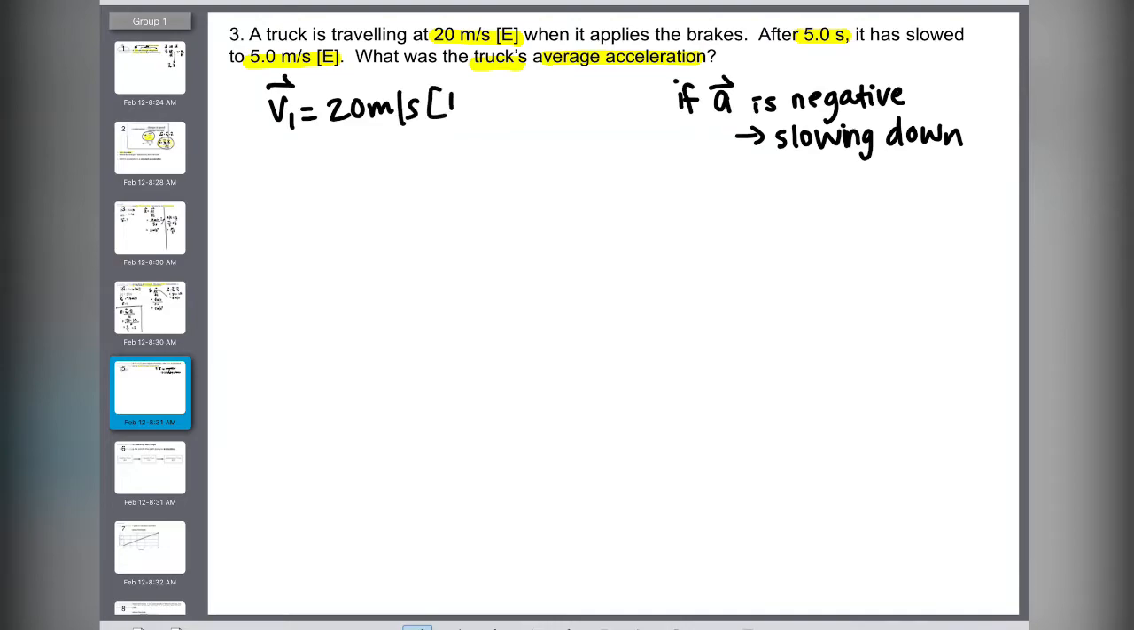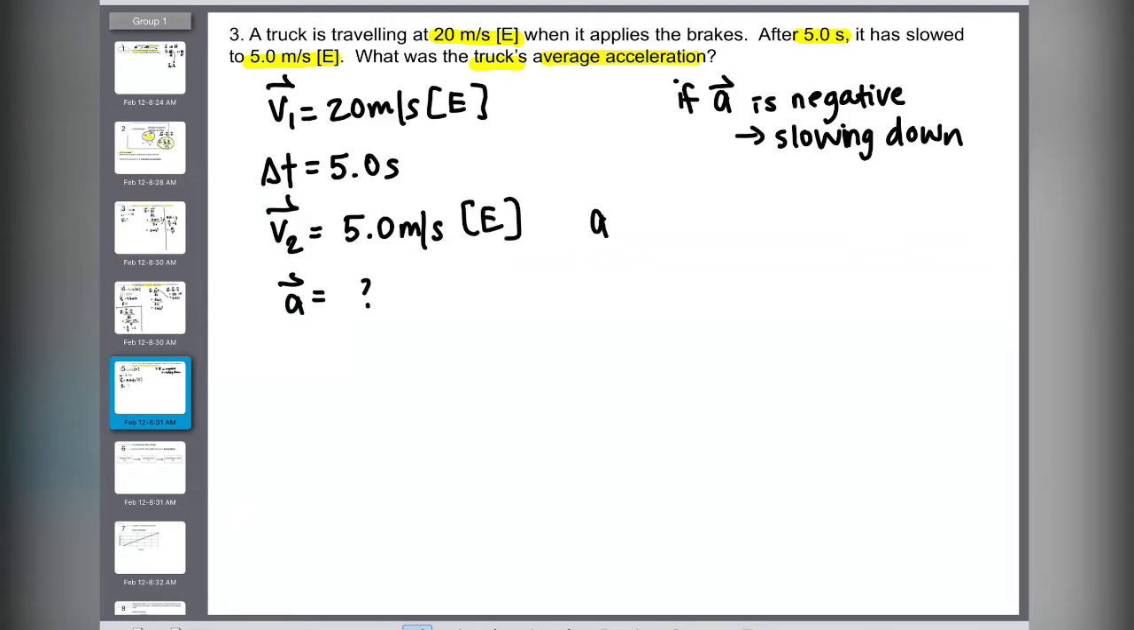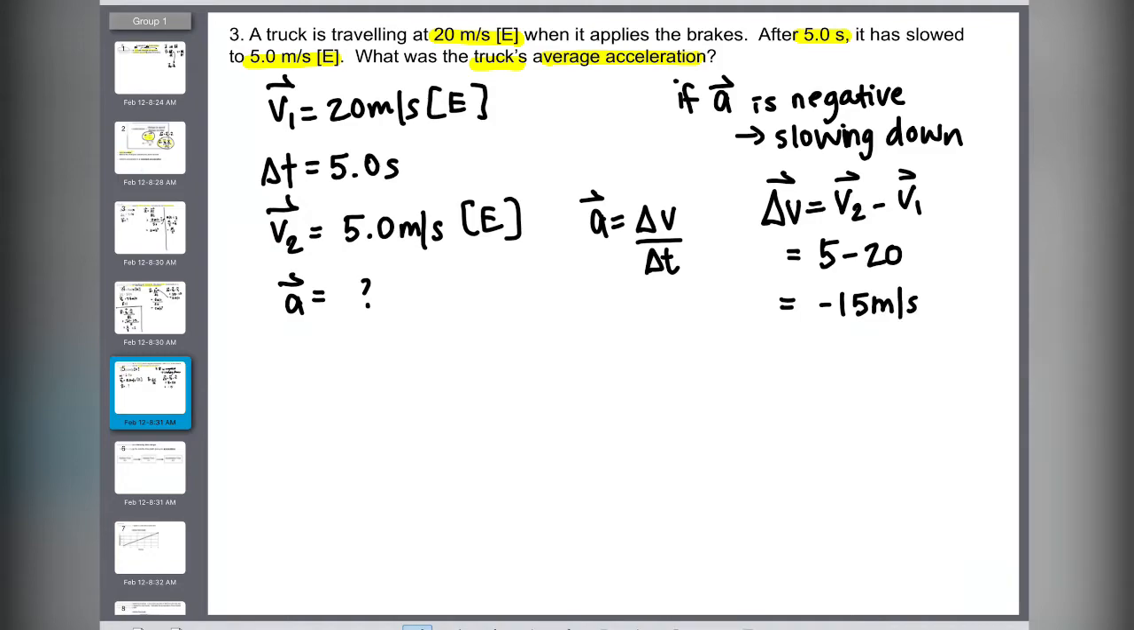All right, given I started off at 20, that means my V1 is 20. Then it took 5 seconds, that is my t. And then it slowed to, meaning the new speed, V2, is 5 meters per second to the east. What is the acceleration? The equation for acceleration is change in V over change in t. To find the change in V, it's V2 minus V1. V2 is 5, V1 is 20. 5 minus 20 is negative 15 meters per second.